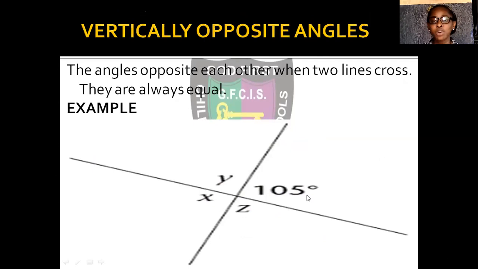So now x is equal to 105 degrees, because they are opposite angles. Now y is equal to z, because they are opposite angles. Now let us find the value of x and y. We already know the value of x to be 105, because they are opposite angles, and opposite angles are equal. So if we find the value of y, that means y is equal to z, so they are equal.